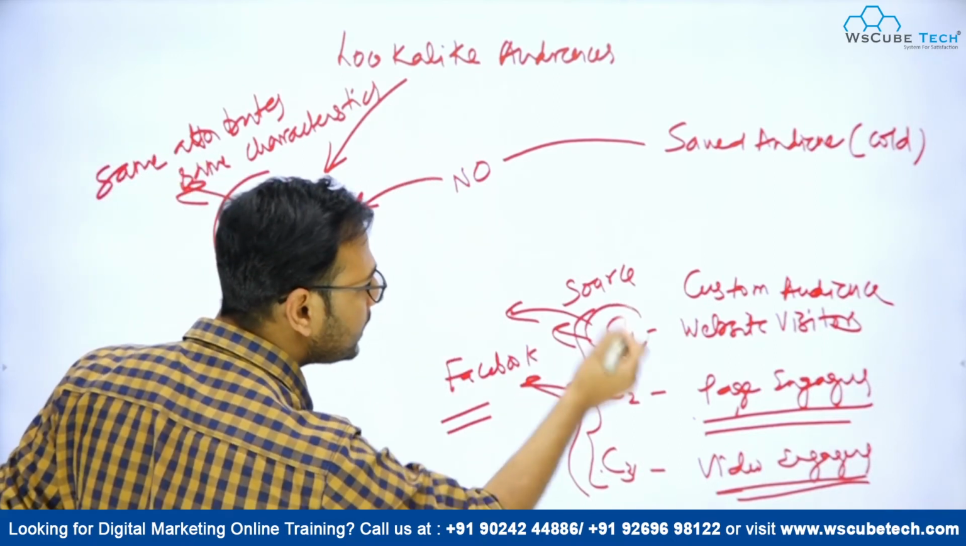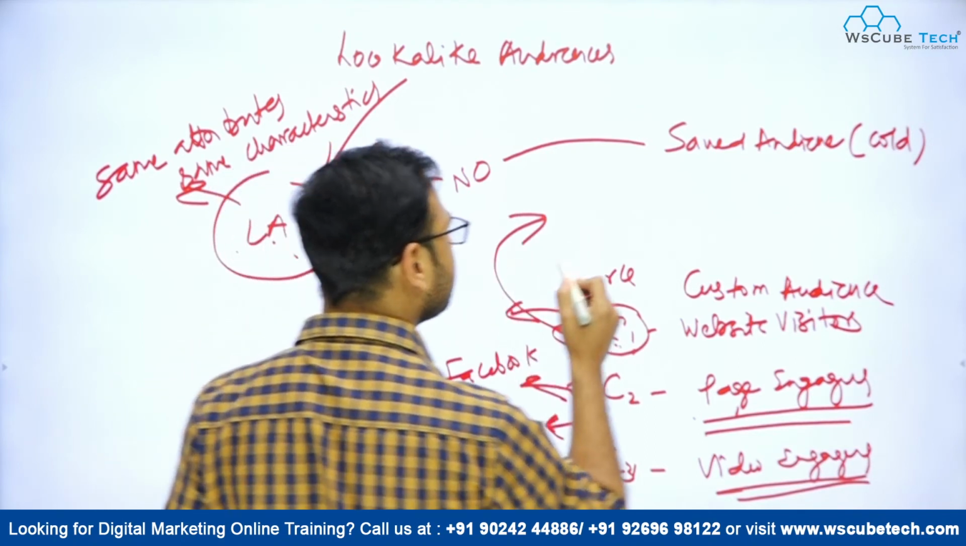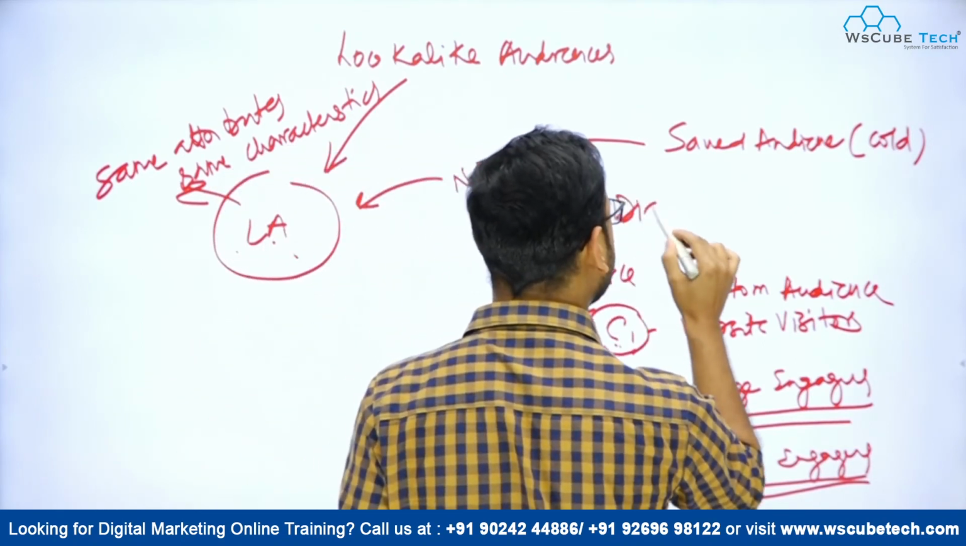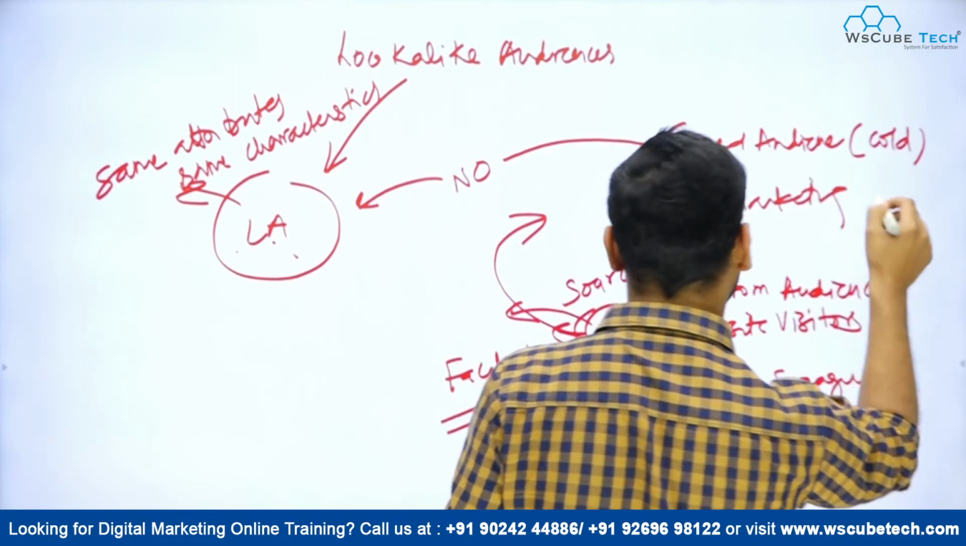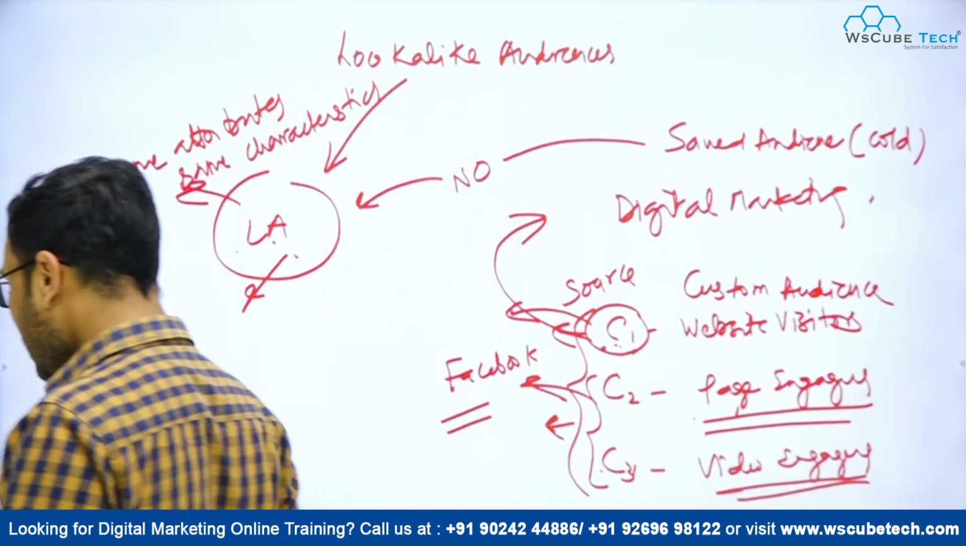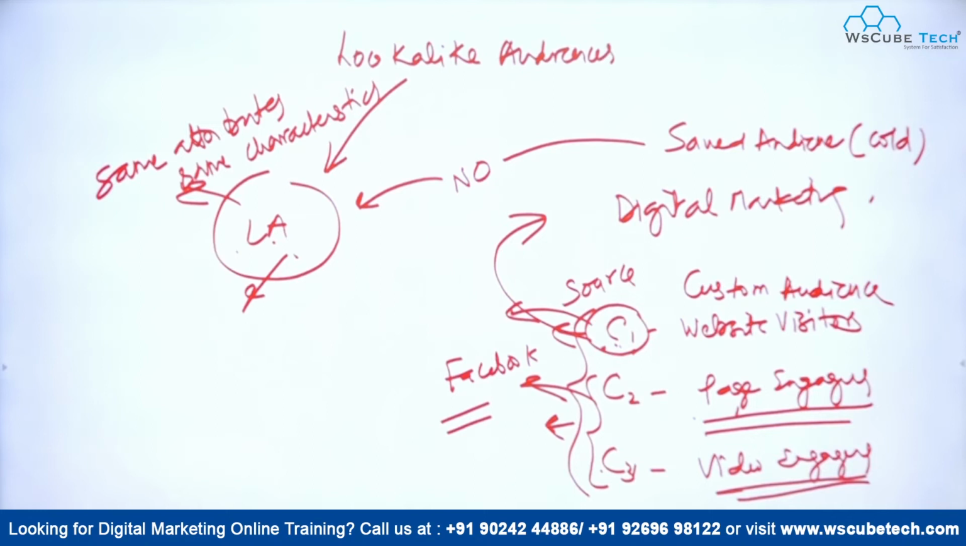Which one is C1. So if this audience is interested in, let's say, digital marketing, there is a high probability that most of the people in this lookalike audience are interested in digital marketing as well, right?